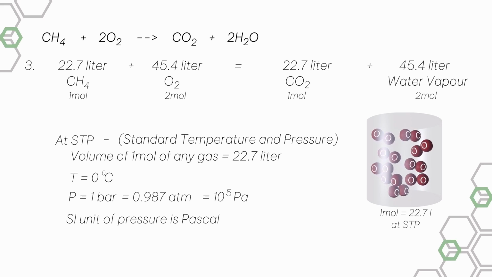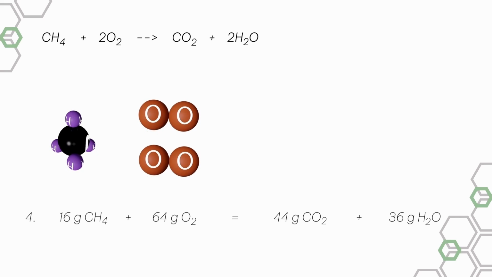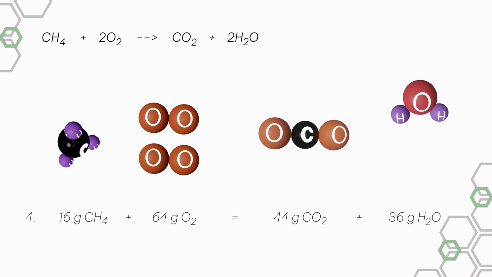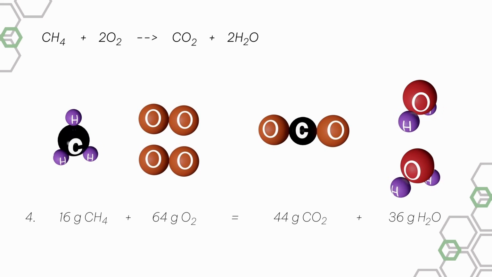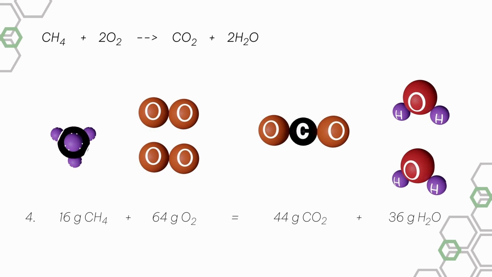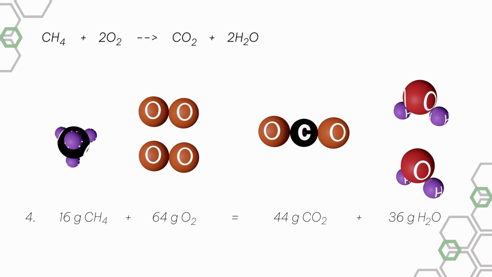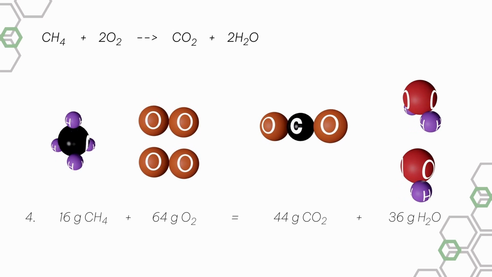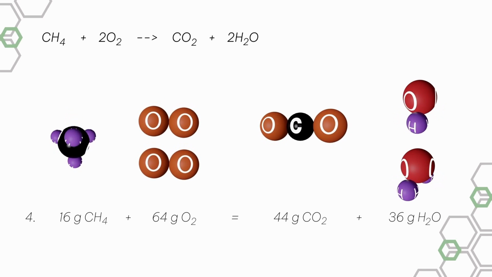Fourth and last, 16 grams of methane and 64 grams of dioxygen combine to form 44 grams of carbon dioxide and 36 grams of water vapor. Since 1 mole of methane would have a mass of 16 grams and 2 moles of dioxygen would have a mass of 64 grams. Similarly, the mass of 1 mole of carbon dioxide would be 44 grams and the mass of 2 moles of water vapor would be 36 grams.